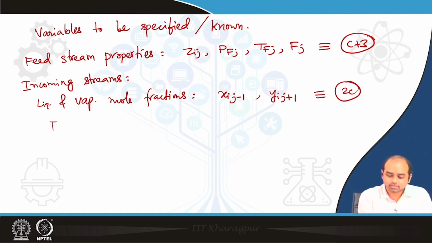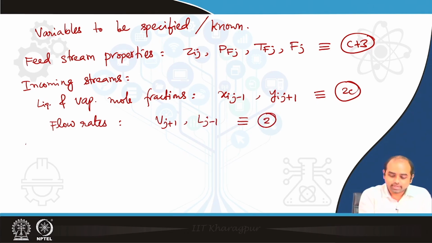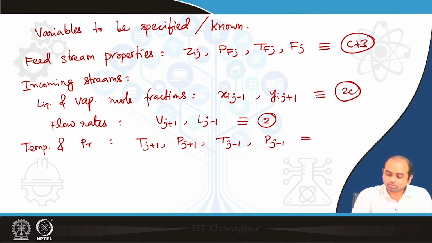Similarly, flow rates of the incoming streams, that is Vj plus 1 and Lj minus 1, are known. So from here you get two more variables known, temperature and pressure of the incoming streams, that is Tj plus 1, Pj plus 1. Similarly, Tj minus 1 and Pj minus 1 are also known because they are also solved as part of their previous stage calculations. So they are already known quantities in the jth stage, right.